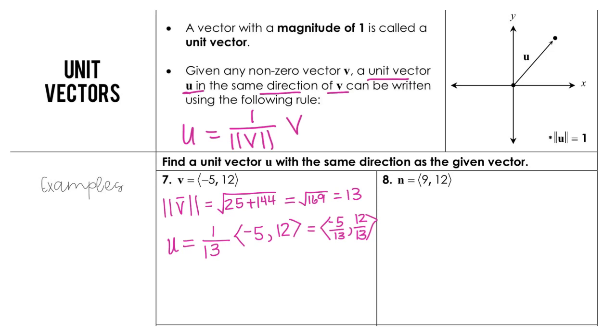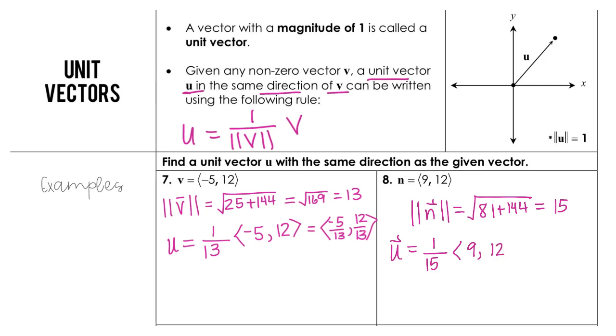All right, so let's try number 8. Same process again. We need to first find the magnitude of vector n. And so that's going to be the square root of 81 plus 144. And so working that out, that's going to give us the square root of 225, and that's going to give us 15. So now our unit vector is going to be 1 over that magnitude times, again, the vector itself. And so that's going to give me 9 over 15, which you're welcome to reduce if you want to, and then comma 12 over 15.